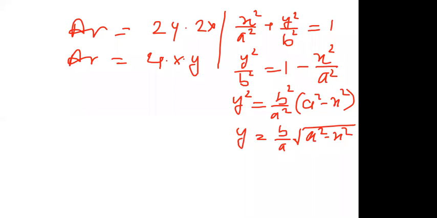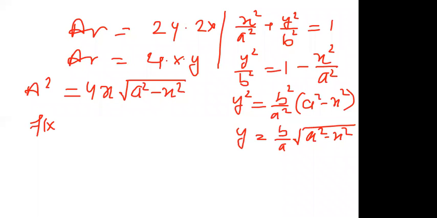Now area will become a function of x. After one step, I'll show you that. 4x under root a square minus x square. Squaring both the sides so that calculation becomes a little easier. So f(x) will be equal to 16x square into (a square minus x square). Okay, Sachin, wait.